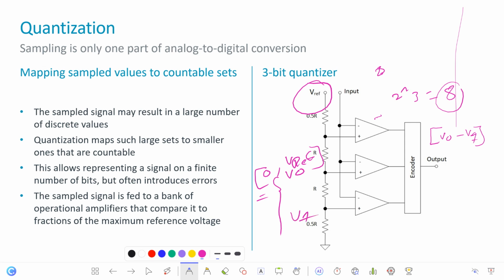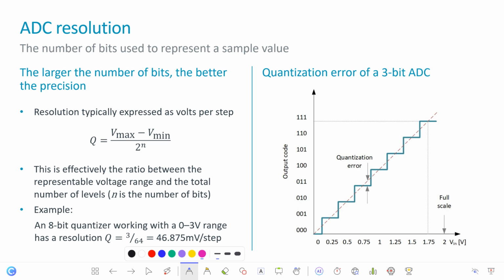So if, for instance, it's more than 5.5, I need to make it 6. If it's 5.1, I have to make it 5, and so on. So let's take a look at the resolution in the next slide here.